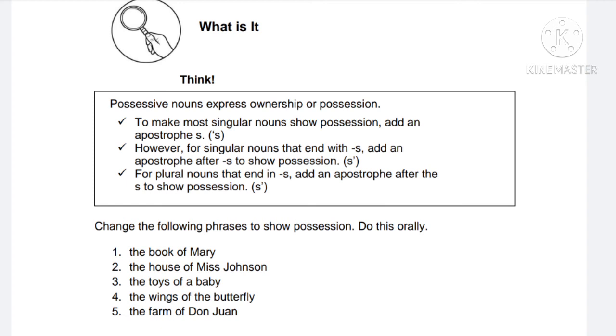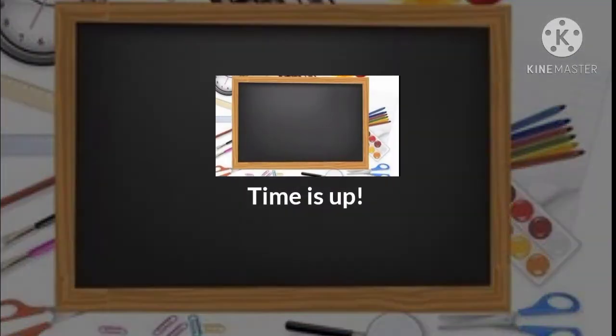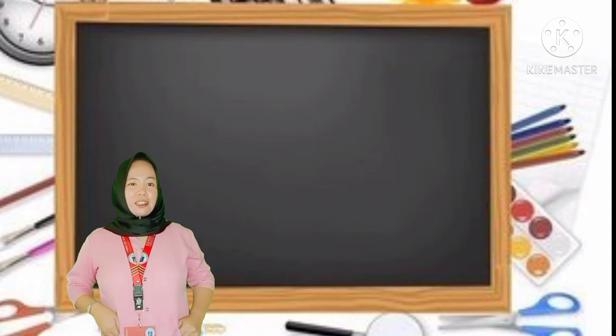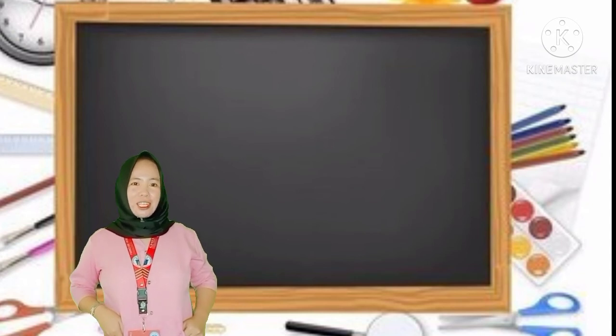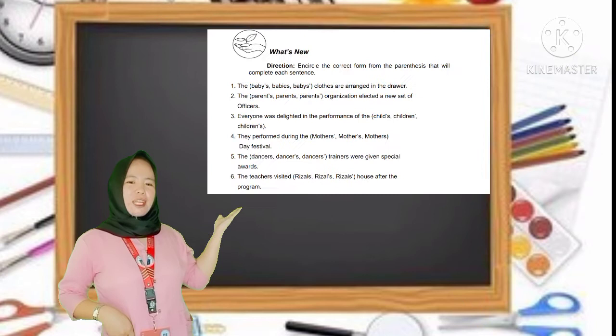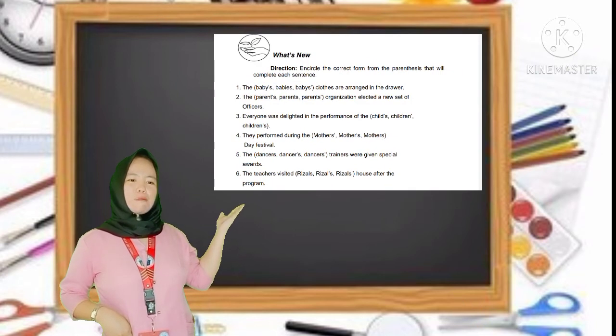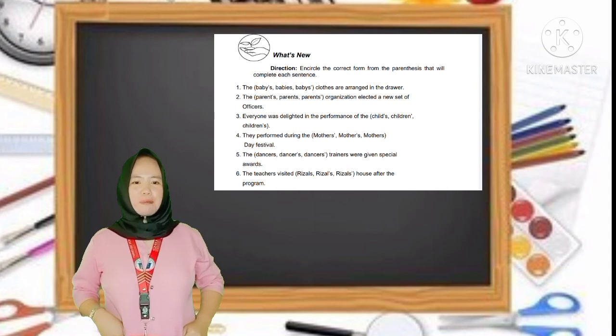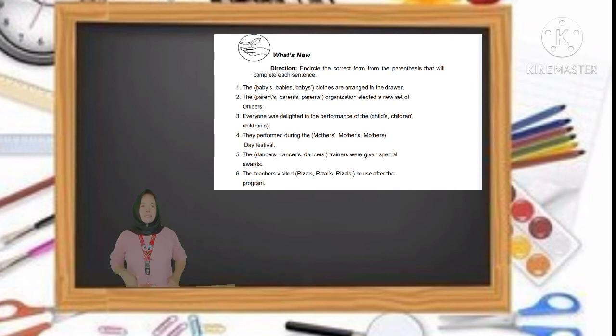Kids, now do this orally. Change the following phrases to show possession. Good luck! Now, brace up as I reveal the What's New activity questions. This exercise will develop your possessive nouns usage. In here, circle the correct word from the parentheses that will complete each sentence. Write down your answers on your paper. Time starts now.